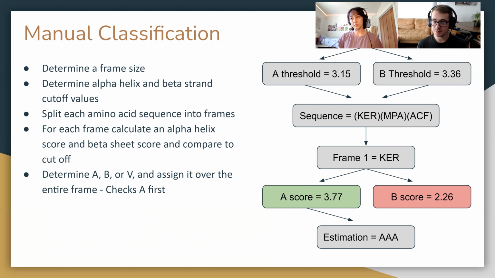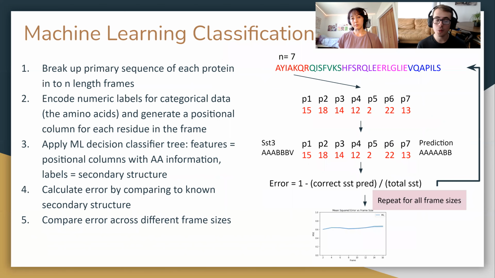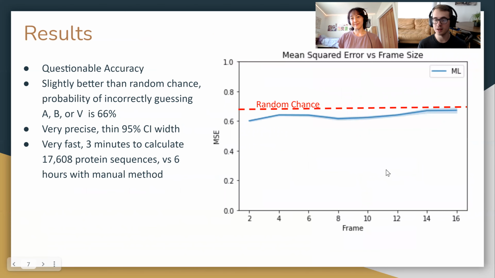And then if alpha is above the threshold, you'll assign it alpha structure. If beta is above the threshold, you'll assign beta. And if neither, then you'll assign variable, which is our V. And it also always checks A first because that's the more common structure.